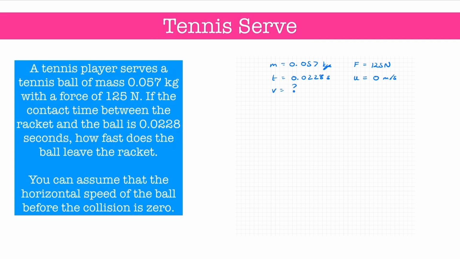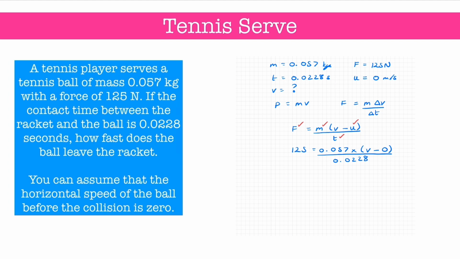As this is an impact problem, let's look at the momentum equations first. We can use P equals mv to calculate the initial momentum of the tennis ball, but that doesn't give us the final velocity. So let's look at the other equation. Force is equal to the mass multiplied by the change of velocity and divided by the impact time. If we write this out in full, we have F, we have m, we need to work out V, we have u, and we have t. So we can use it to work out V.